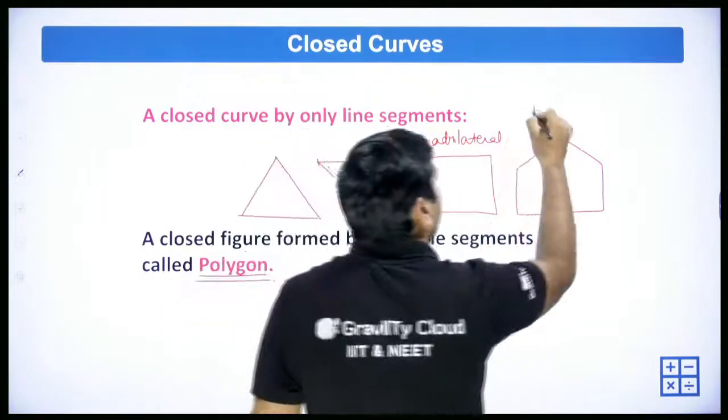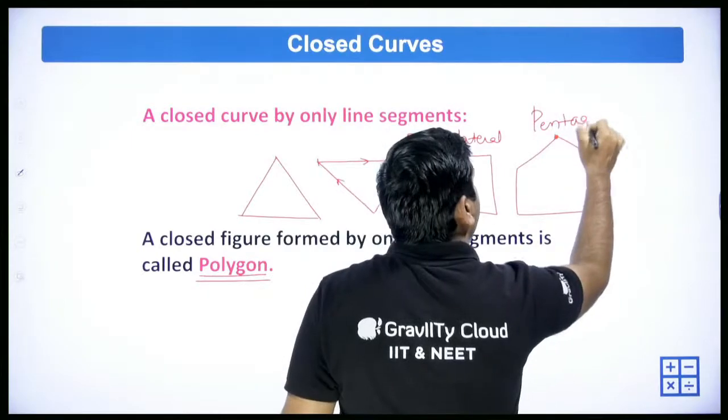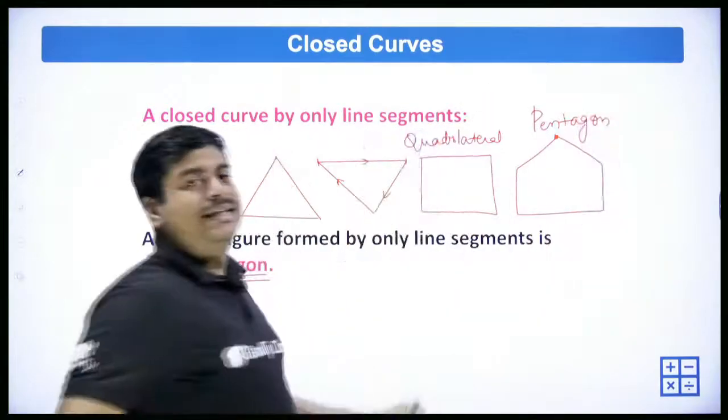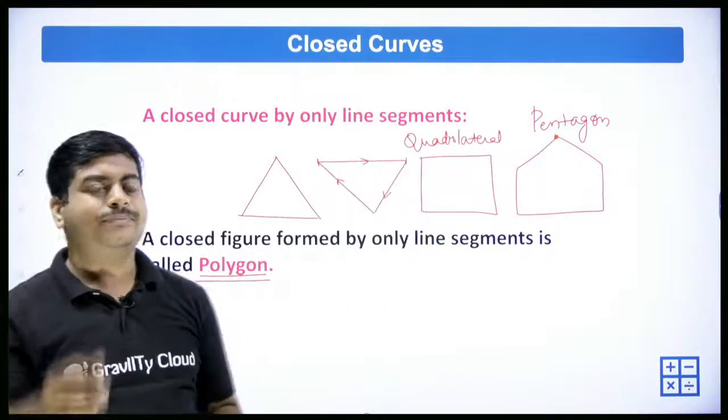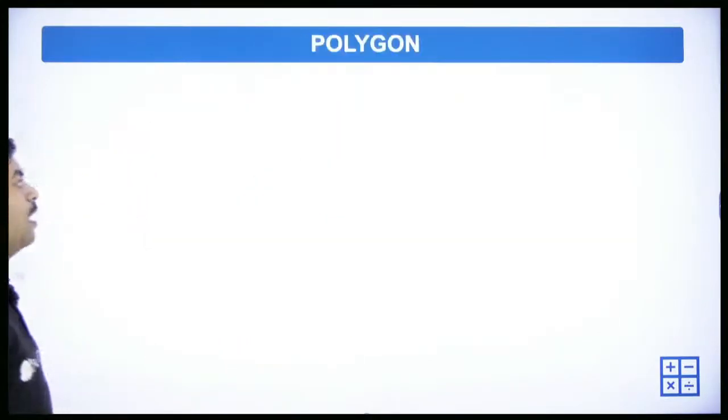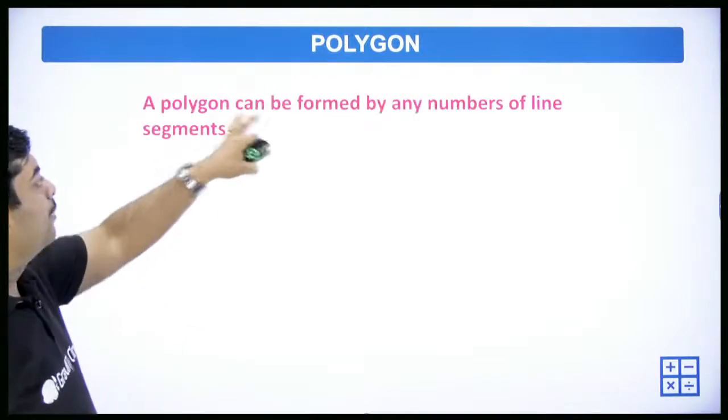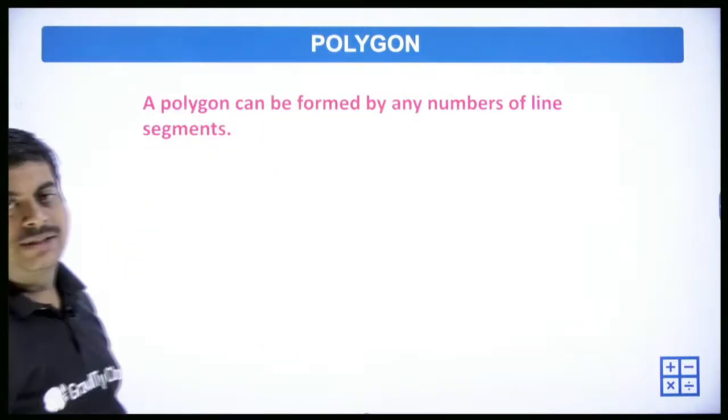Okay, and this is called a pentagon. 5-sided is called a pentagon. 6-sided is called a hexagon. And there are a lot of names for that. Right. So, moving ahead, now a polygon can be formed by any number of line segments.